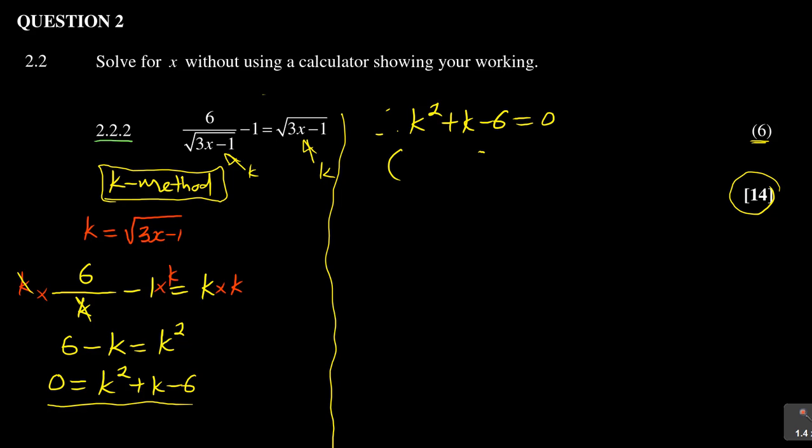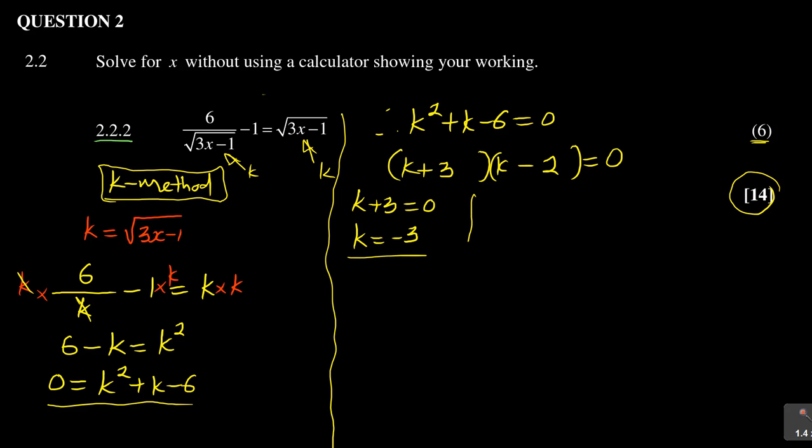You need to factorize this part using product sum method or whatever way. So I have my K plus 3, and then I have my K minus 2. You can solve it whatever way, but I'm using the product sum method. So you can see now my first value of K plus 3 is equal to 0. Therefore my K is equal to minus 3. That's the first part. Or K minus 2 is equal to 0. My K is equal to positive 2.